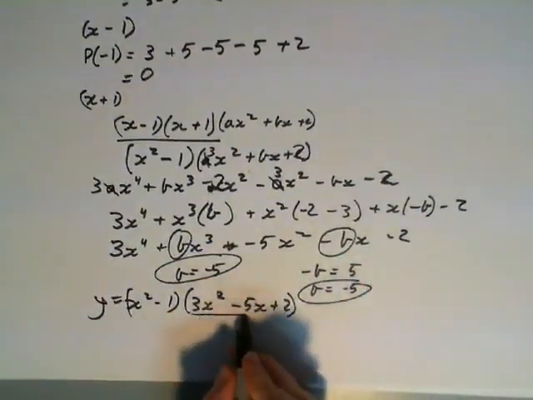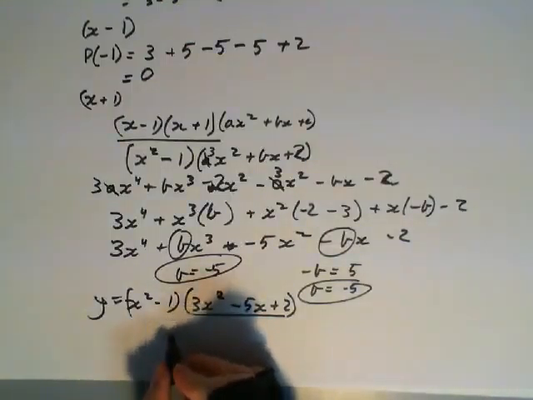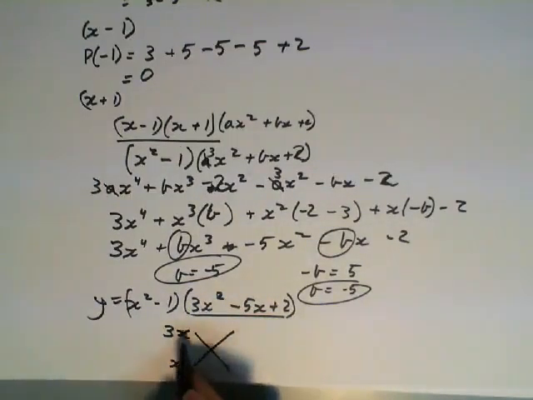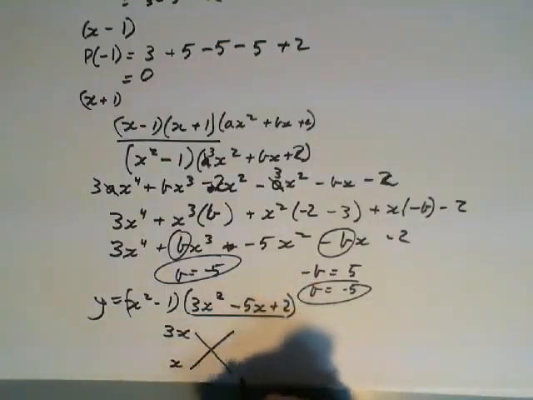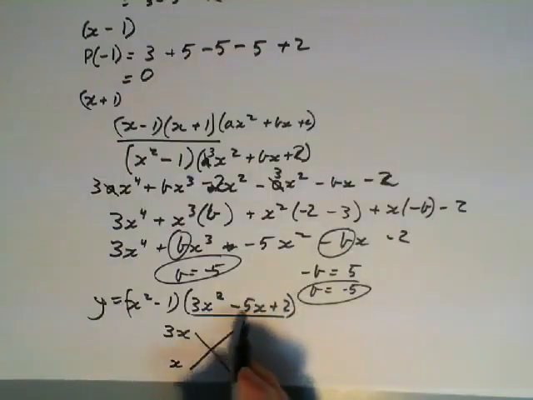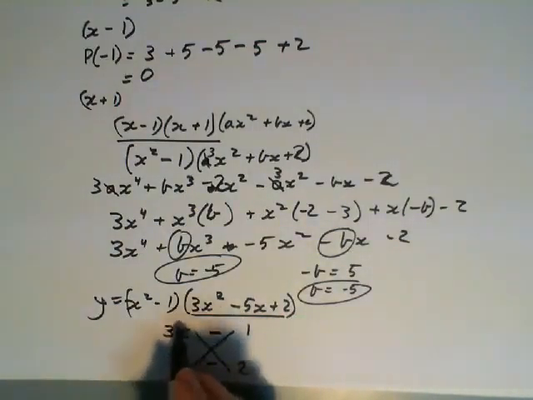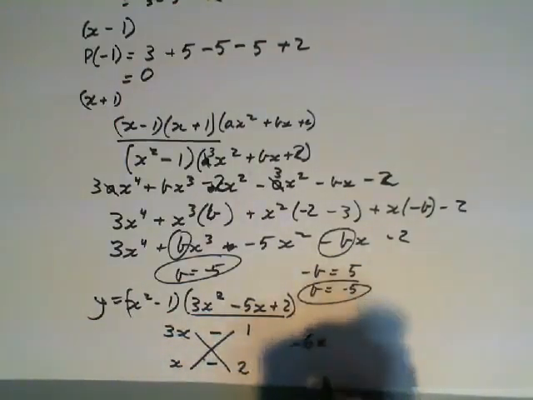I like using the cross method for quadratics sometimes, especially when you have that 3. So we can say 3x and x. Two numbers multiply together to get 2. Well, I'm going to go a 2 here and a 1 there. And they have to add up to minus, so negative and negative make a positive. And then hopefully they add up to a negative. So we go 3x times minus 2 gives us minus 6x.